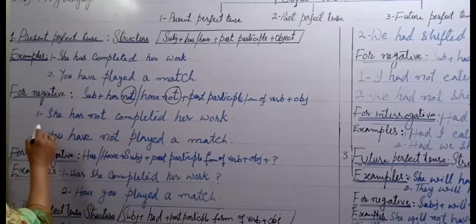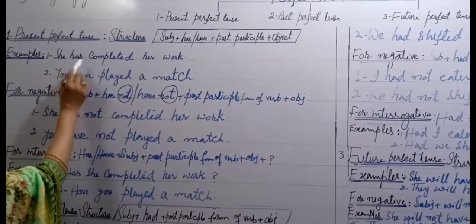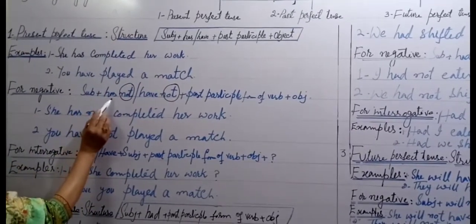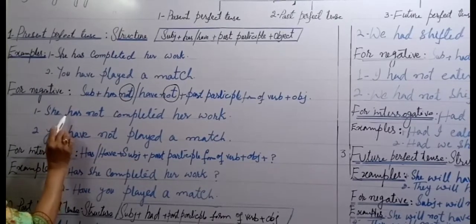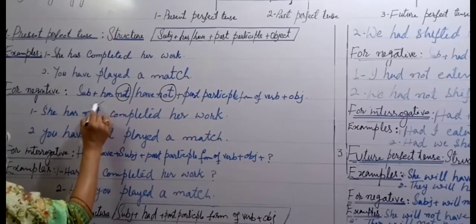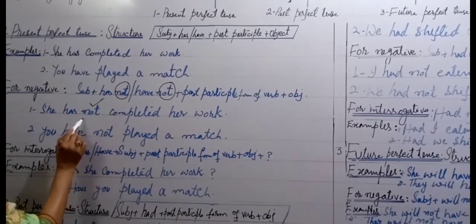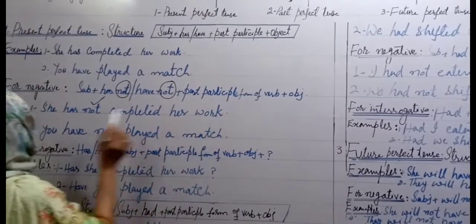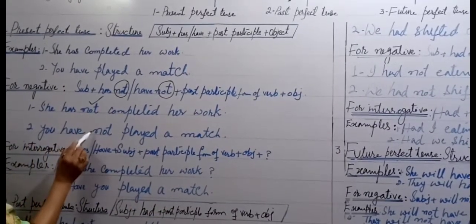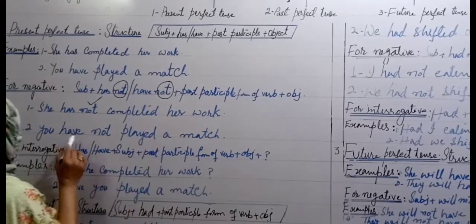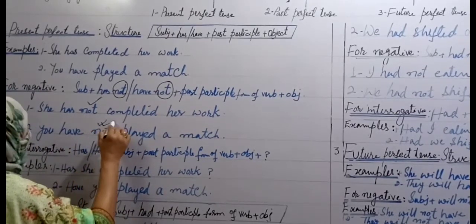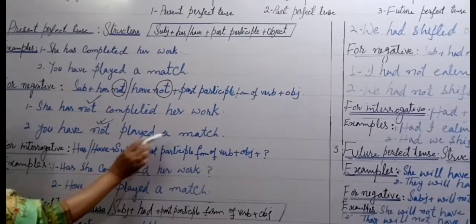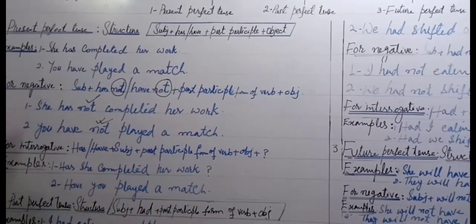Now look at the same example which I have given you here. She has completed her work. So according to the structure of negative sentence, just after auxiliary verb has, you will put here not, which makes this sentence negative. She has not completed her work. Number two, you have not played a match. Here just after have you put not, which makes this sentence negative. You have not played a match. Okay beta? I hope beta you understood this.